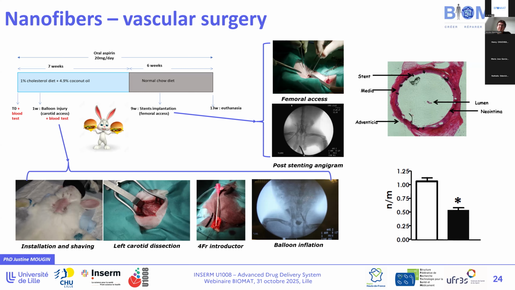So as you can see in this picture, for example, for a bare metal stent, the commercial stent without a drug, you have a score of 1. A score of 1 is a high score, so it means a very important restenosis. And when we have a drug-eluting stent, we divide the restenosis by 2, and we have a good efficacy of the stent. So we can also evaluate these materials with this model.